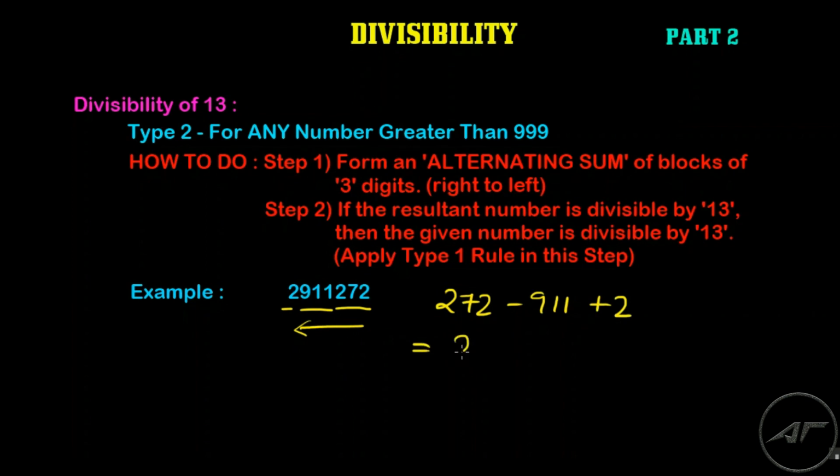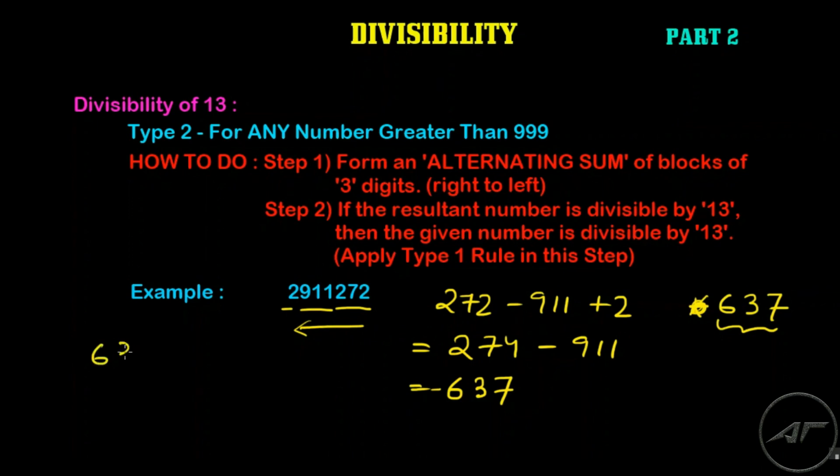Now, therefore, it is going to be 274 minus 911. Therefore, our result is minus 637. Now, sometimes when performing an alternating sum, be it for divisibility of 7 or for divisibility of 13, you might get a negative number. When you get a negative number like minus 637 or any negative number, just ignore this negative sign and take only the number. That is, take the absolute form of the number. Ignore the negative part and take the number only. So we'll take this number, that is 637. This is our resultant number.